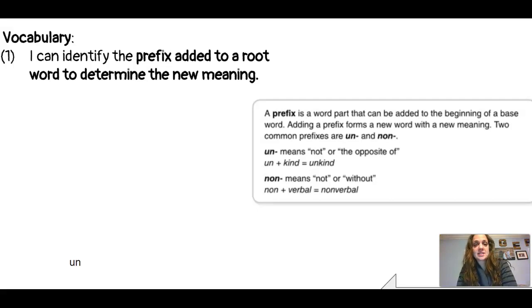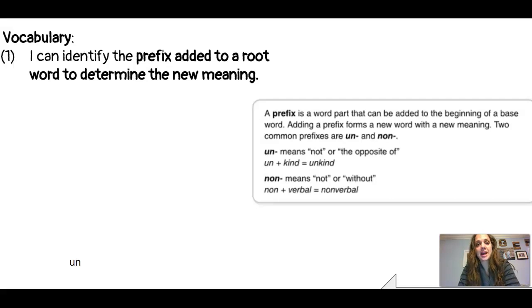Now, we can use this slide as a resource to help reflect on your thought or confirm your thinking. So a prefix is a word part that can be added to the beginning of a base word. Adding a prefix forms a new word with a new meaning. So two common prefixes that we're going to look at today are un and non. They both mean not.